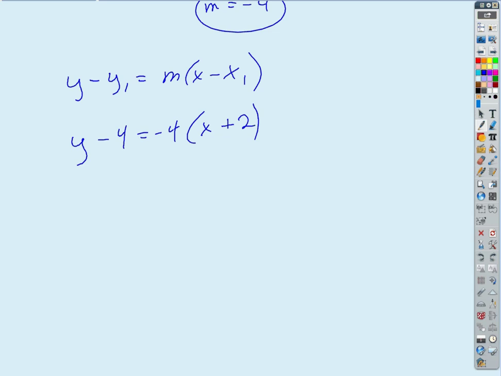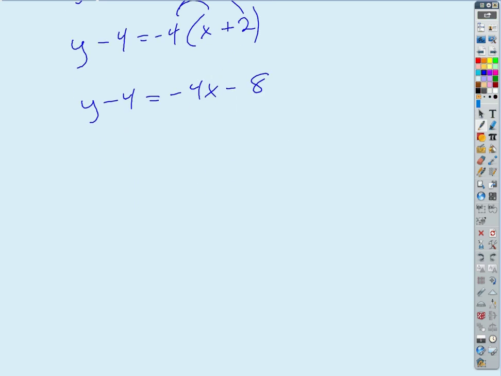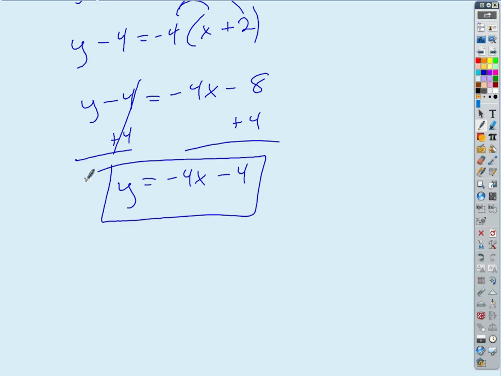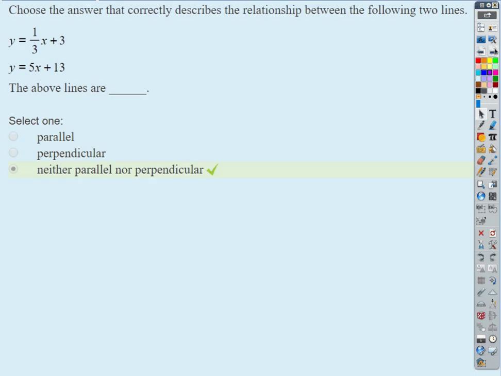And then put it in slope-intercept. Distribute the negative 4. So y minus 4 equals negative 4x minus 8. Last step. Add 4. y equals negative 4x minus 4. There it is. It's slope-intercept. Okay? All right, what about this?